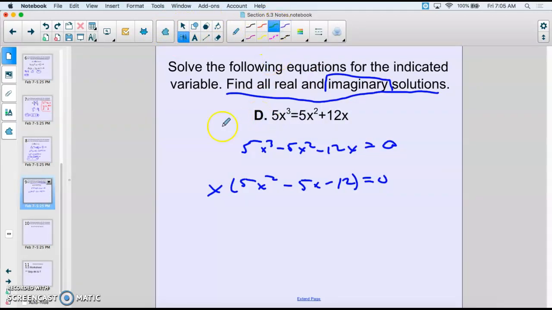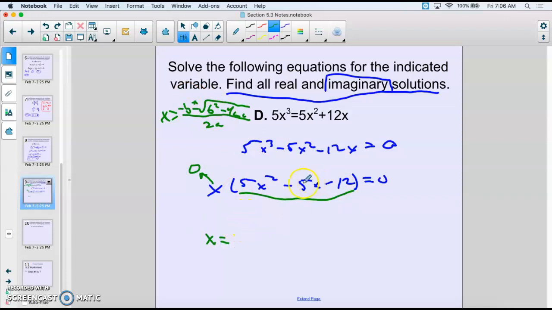And hopefully you remember the quadratic formula. The quadratic formula is negative b plus or minus the square root of b squared minus 4ac, and then the part that everyone remembers, all over 2a. Okay, so we're just doing it for this part. We already have our x figured out. Okay, so just kind of set that aside for now. We know that this x, one of our zeros is 0. Okay, that's done. Now let's work with this part in the quadratic formula.